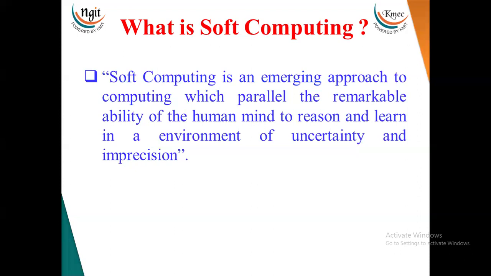In a traditional computing system, there will be certainty and accuracy, but in soft computing we don't have certainty and accuracy. So we will work only with tasks or problems which are uncertain and imprecise. Finally, we can say that it is an emerging technology which works on problems which are uncertain and imprecise.